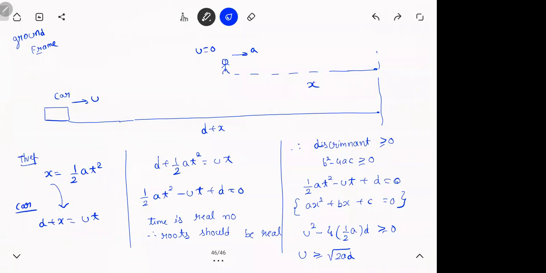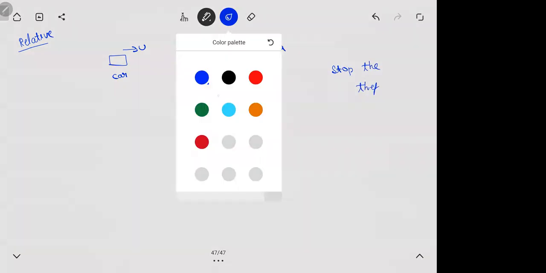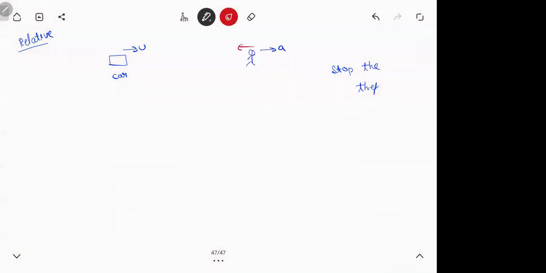Okay, let's see in the relative frame. Now using the relative concept. So the car is there. The thief is having acceleration here. Let's stop the thief. So he will have an acceleration A backward. Velocity is not there. So what will the thief think? The thief will think, okay, I am at rest. Now the car is coming with speed U and acceleration A.